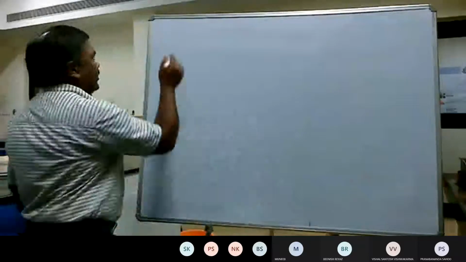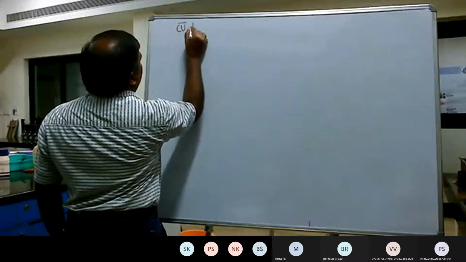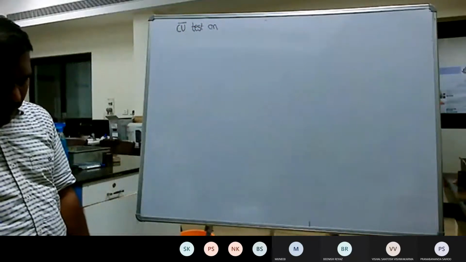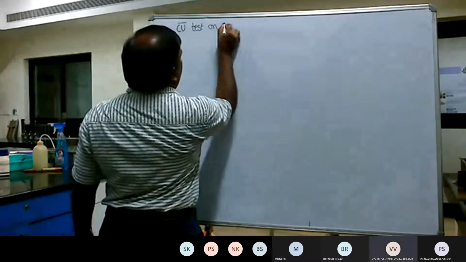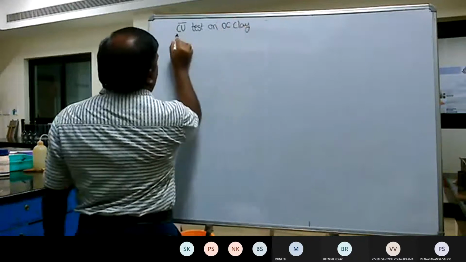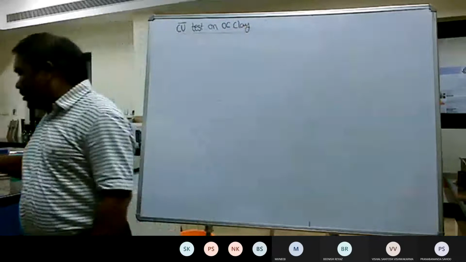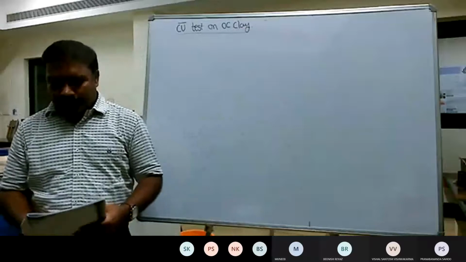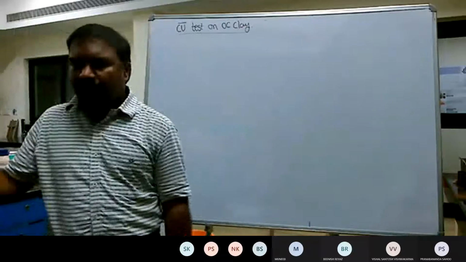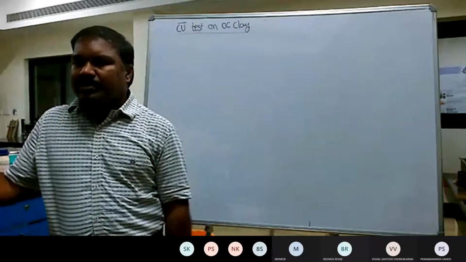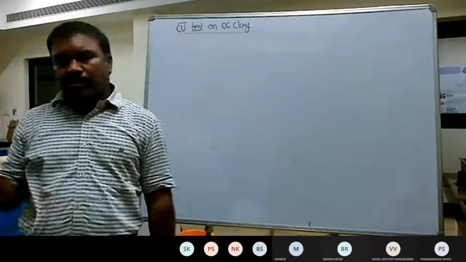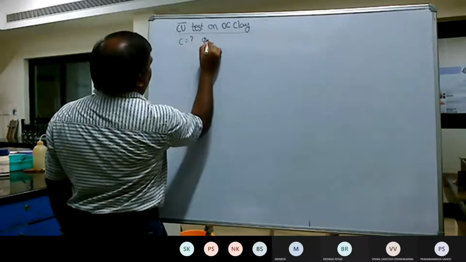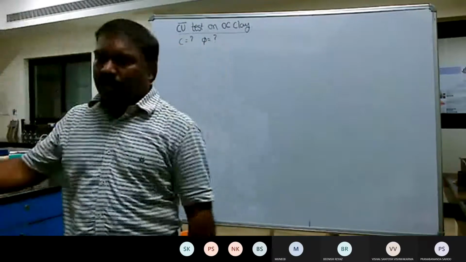First of all, what is the test here? CU bar test. On what kind of soil? OC clay. So CU bar test on OC clay. Now, the moment I talk about OC clay, what fundamental points should we recall? In terms of the shear strength parameters, can we have both C and phi, or only C or phi? Both are possible, C and phi, because this is over-consolidated.